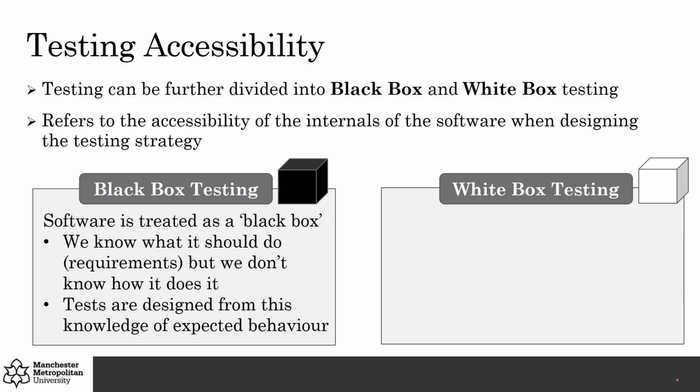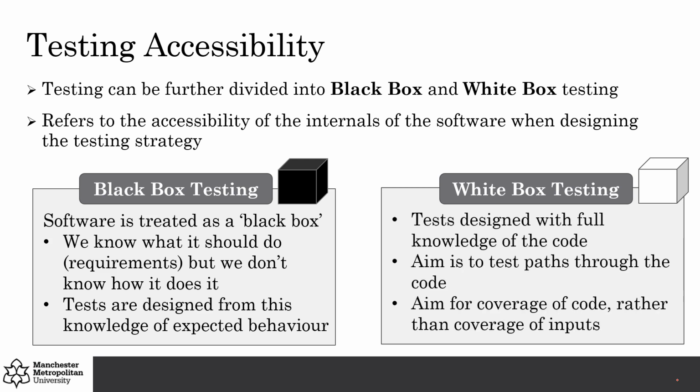So in this case, black box testing is treated as a black box of software. So we know what it should do in terms of the requirements, but we don't really know how it does it. So with black box, the word black there is just sort of insinuating that we can't really see inside the box. So we don't really know much about the internals. And tests for black box testing are designed from this knowledge of the expected behavior. So again, we know what the software is trying to do, but we don't know how it does it. Whether that's a particular method that does something, we don't know how it does it.